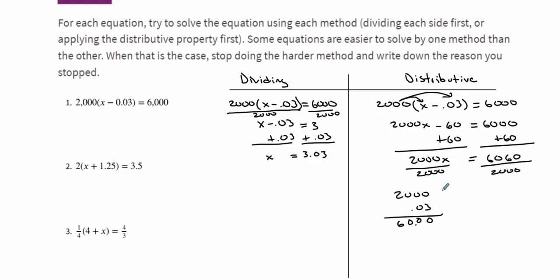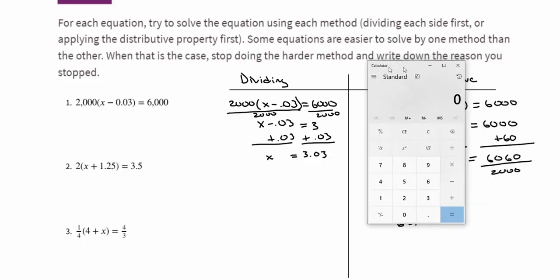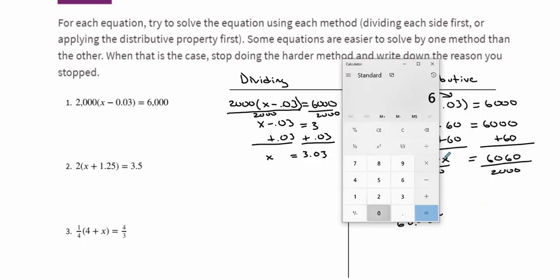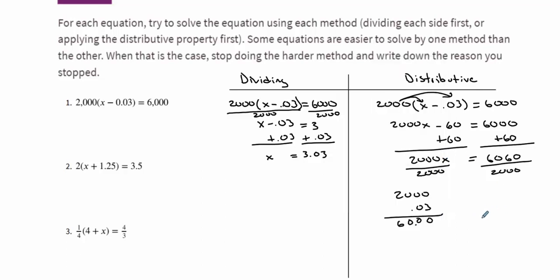This is taking quite a bit longer because I have to multiply these decimals times these big numbers, and this division doesn't go into this very easily. So I'd end up doing a big long division problem. Or if you have a calculator, we could just calculate it, right? 6,060 divided by 2,000 is equal to 3.03, which is what our answer is here. Okay, let's look at the next one.